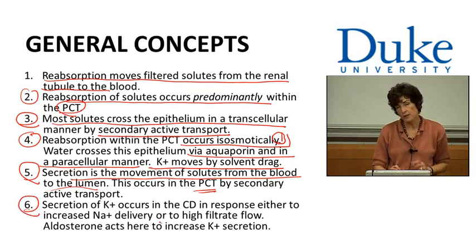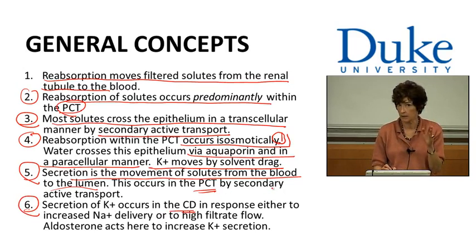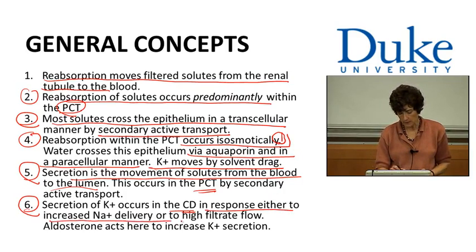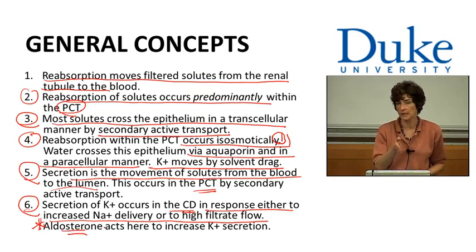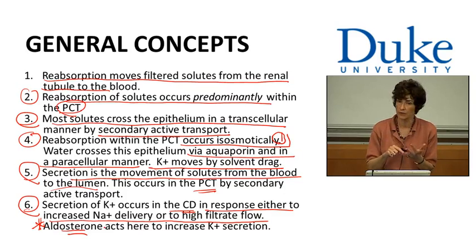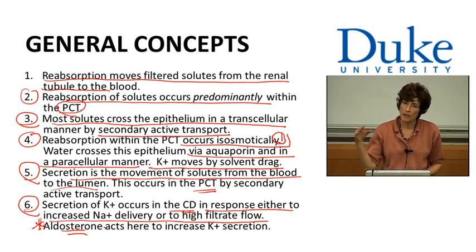And then six, the secretion of potassium occurs in the collecting duct and also in the distal regions of the distal convoluted tubule. And this is in response either to an increased sodium delivery to this region or to a high filtrate flow. Importantly, aldosterone acts on these cells, the principal cells within this region, to increase the channels for potassium, the channel for sodium, and also the sodium-potassium ATPase. And so it drives the movement of potassium from the blood into the lumen of the tubule, and then eventually it is excreted in the urine.